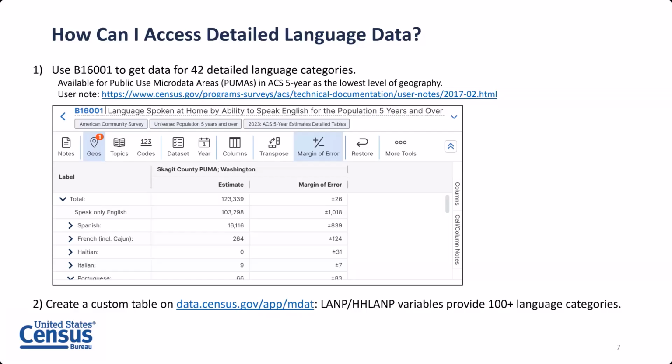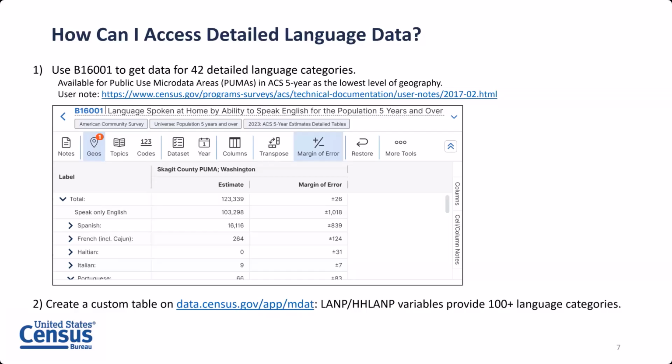So this means that if you're accessing the data through the ACS 5-year estimates, the lowest level of geography that you can get these data for are for an area called public use microdata areas, or PUMAs. We're going to talk about those in more detail later on in the presentation, but just know that it doesn't follow the standard set of geographies that most other ACS 5-year tables are available for.